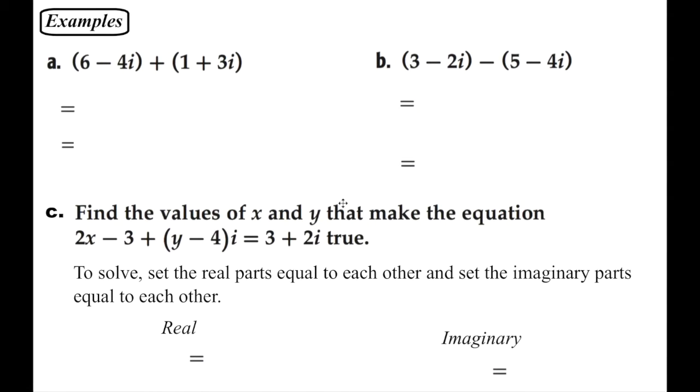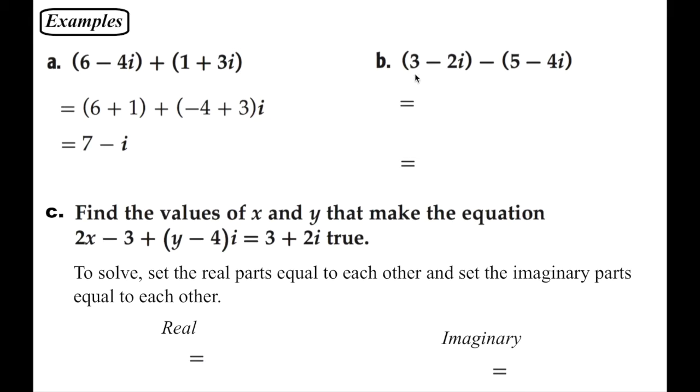Here's a couple of examples where we add and subtract our complex numbers. So remember we said we're going to just add the real parts and add the imaginary parts. So we're going to take 6 plus 1 gives us 7. And negative 4i plus 3i is negative 1i. So we get 7 minus i.